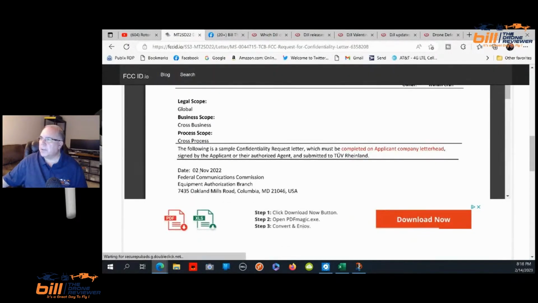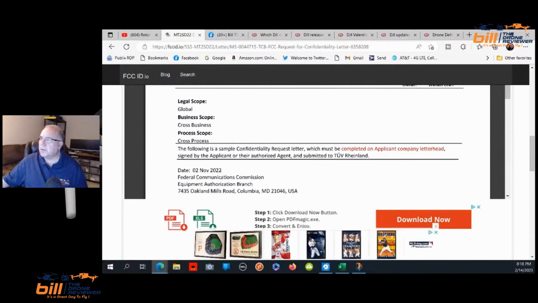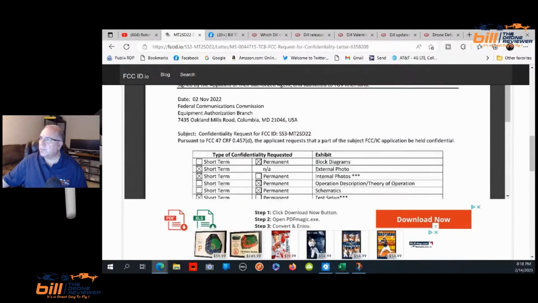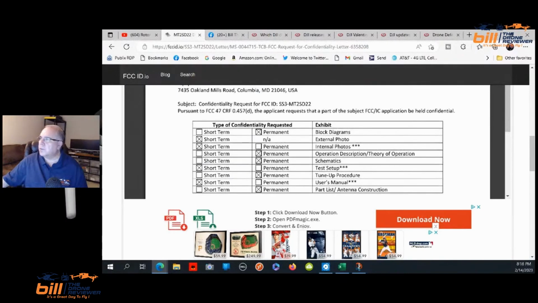And apparently they submitted this on November 2nd, 2022. Looks like short term for external photos, short term for internal photos, permanent for operation description, theory of operation, schematics, short term for test setup, permanent for tune-up procedure, short term for user's manual, and permanent for part list antenna construction. Okay. And this is good that we go through this here.